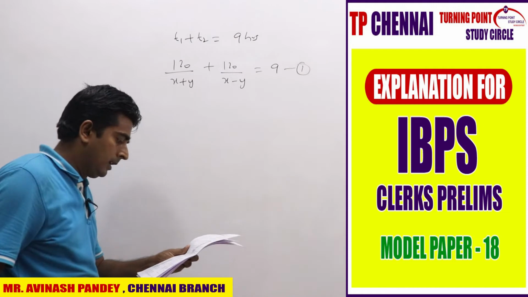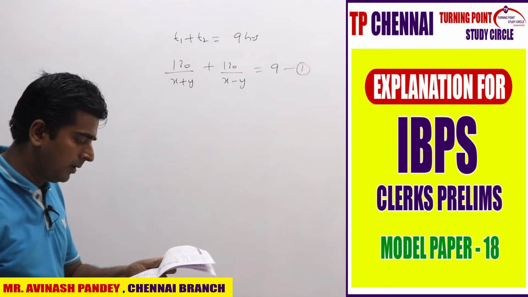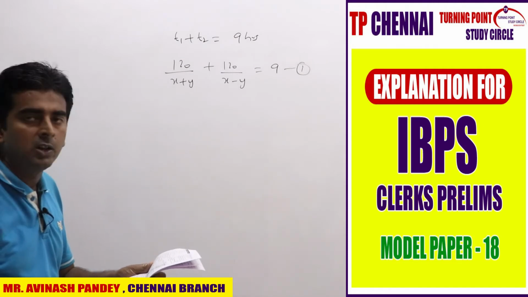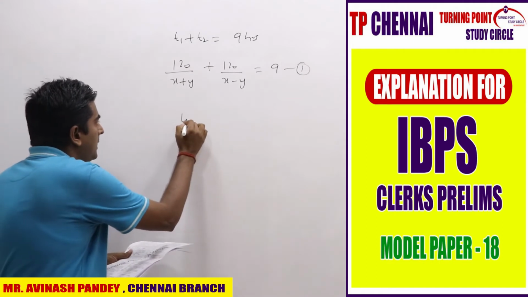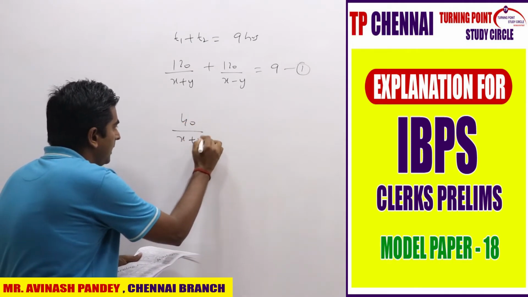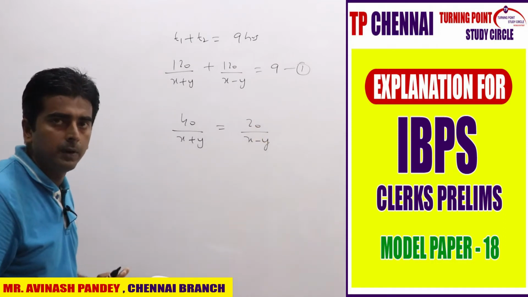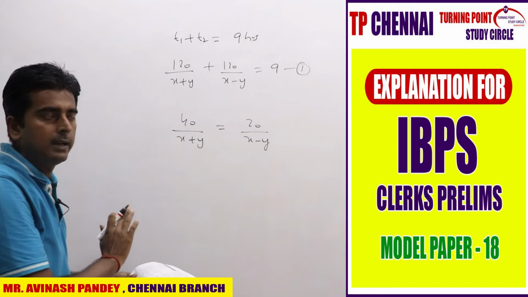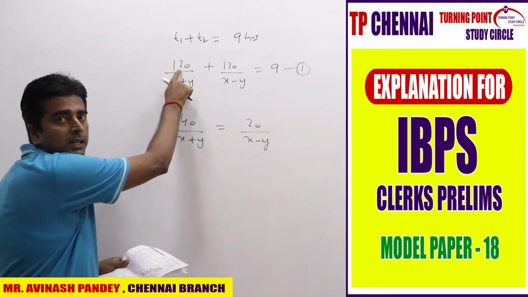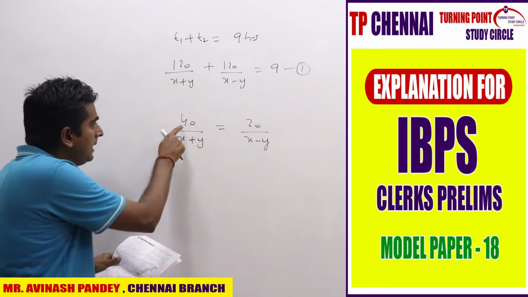9 hours. Now what they have given, time taken to travel 40 km downstream is equal to 20 km upstream. So 40 divided by x plus y is equal to 20 divided by x minus y. Time they have given. Now you have two equations. So here, it is 120 divided by x plus y, here 40 divided by x plus y.